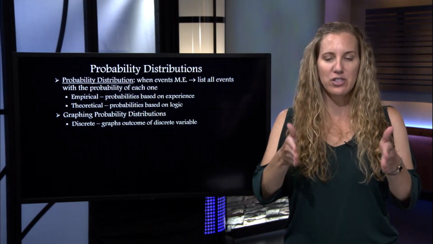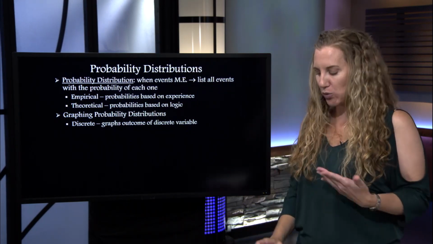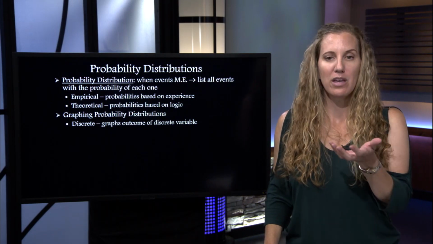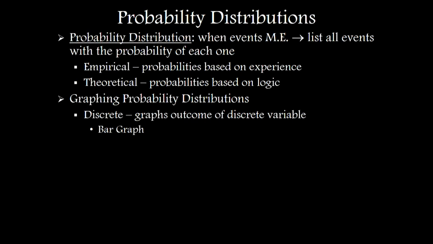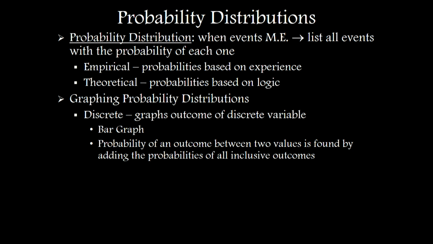And so we can graph these discrete variables, and they're going to be graphed with a bar graph. And so it's not a continuous variable anymore, so we can't call it a histogram. The bars are not going to be touching. But the nice thing is that when you're looking at this bar graph where the height of the bar equals our probability, the probability of an outcome between 2 values is really easy to determine because we can simply add the probabilities of all those bar heights, of all the inclusive outcomes.